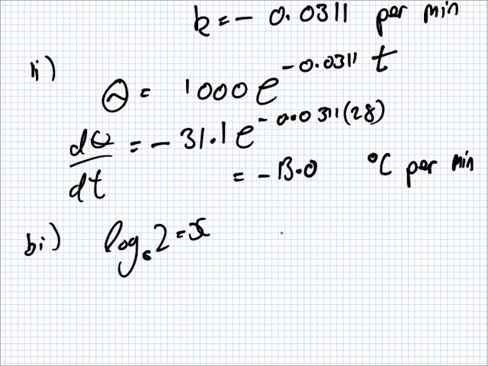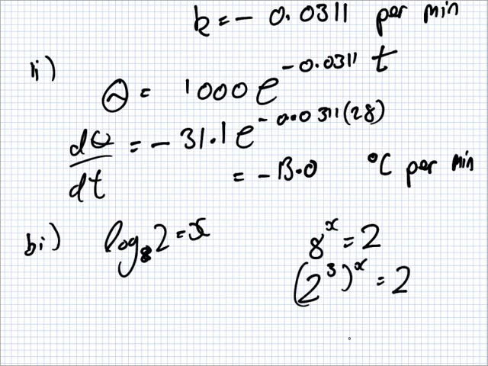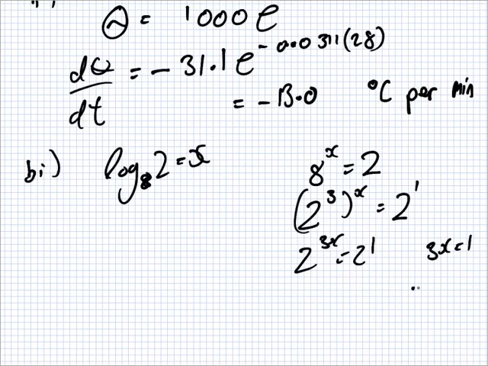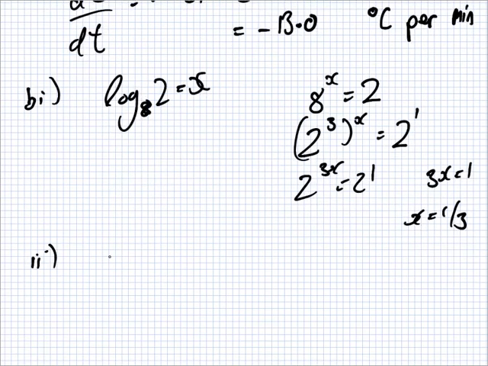What's the x here? Well, 8 power x is 2. 2 cubed x is 2, which is 2 to the 1. So 3x equals 1. So as you said, x is 1/3. Yes. And then part 2.